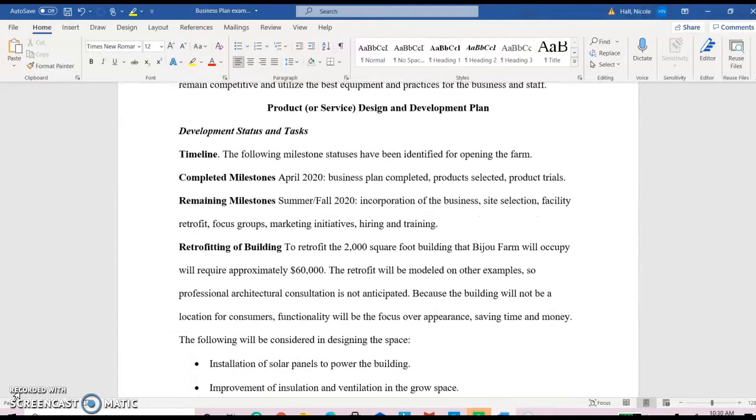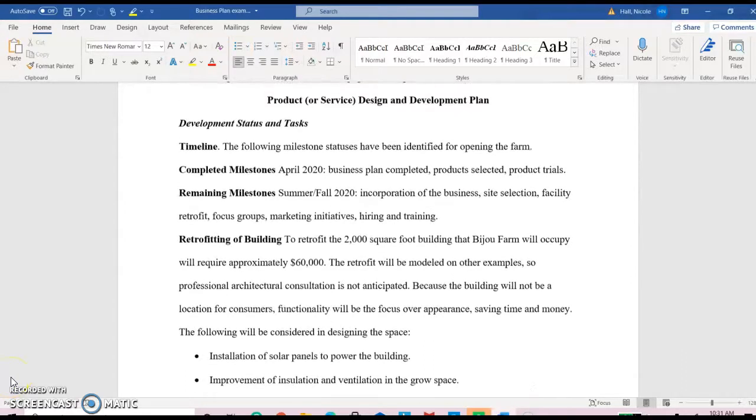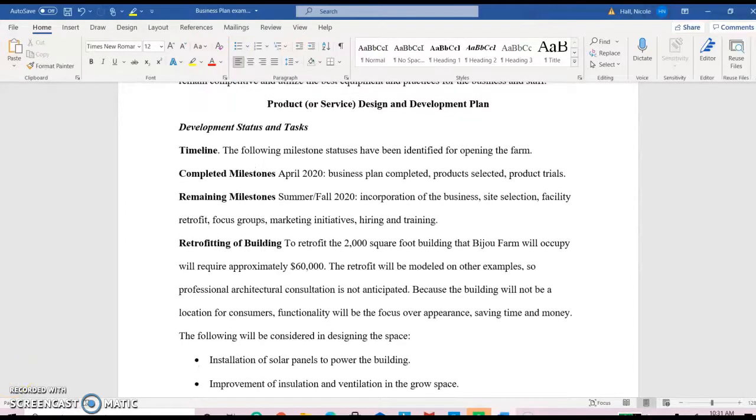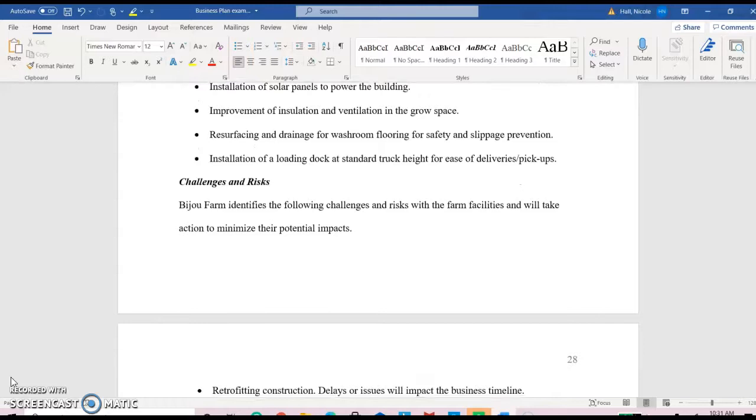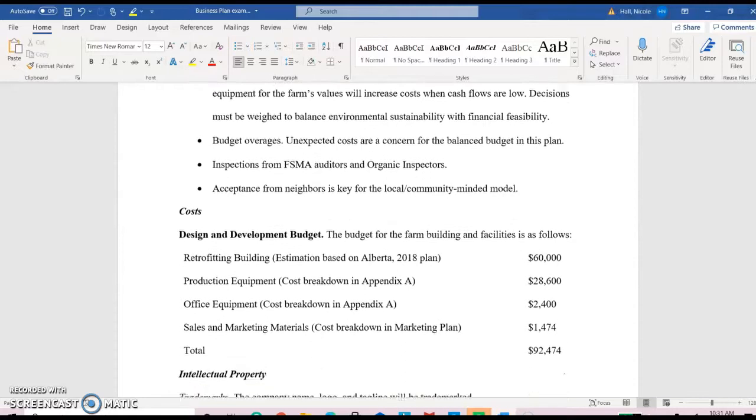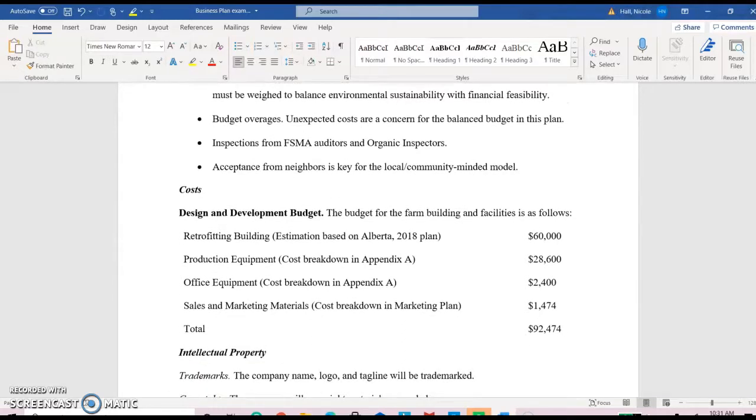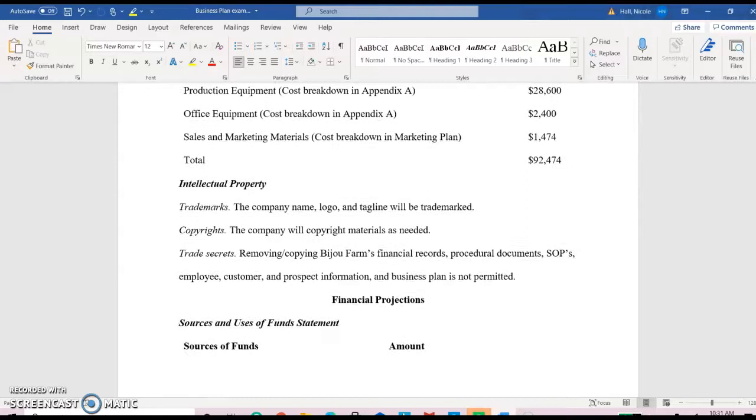And next, we're going to talk about product or service design and development plan. This section of your business plan has 4 parts: development status and tasks, challenges and risks, costs, and intellectual property. So you can include the timeline, any completed milestones, remaining milestones, retrofitting of any building if applicable, if you have a building, challenges and risks associated, and then the costs and the design and development of the budget, intellectual property.